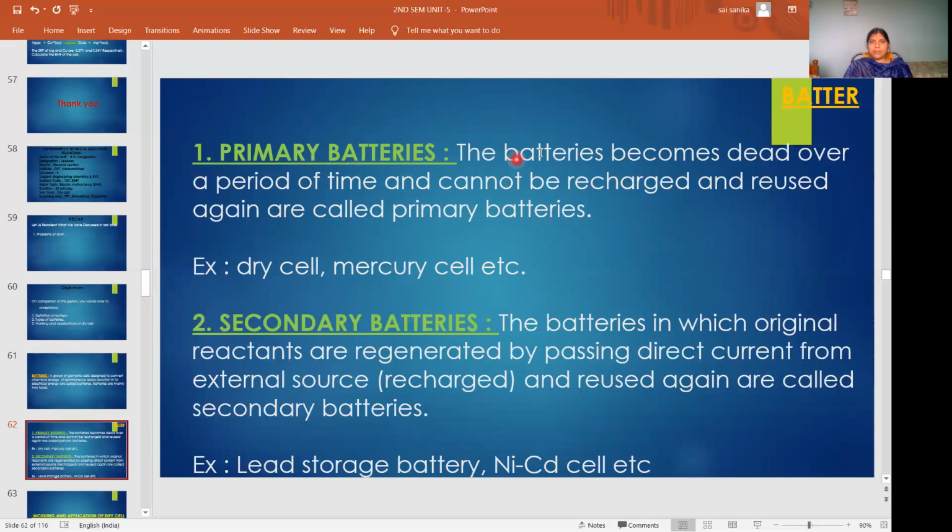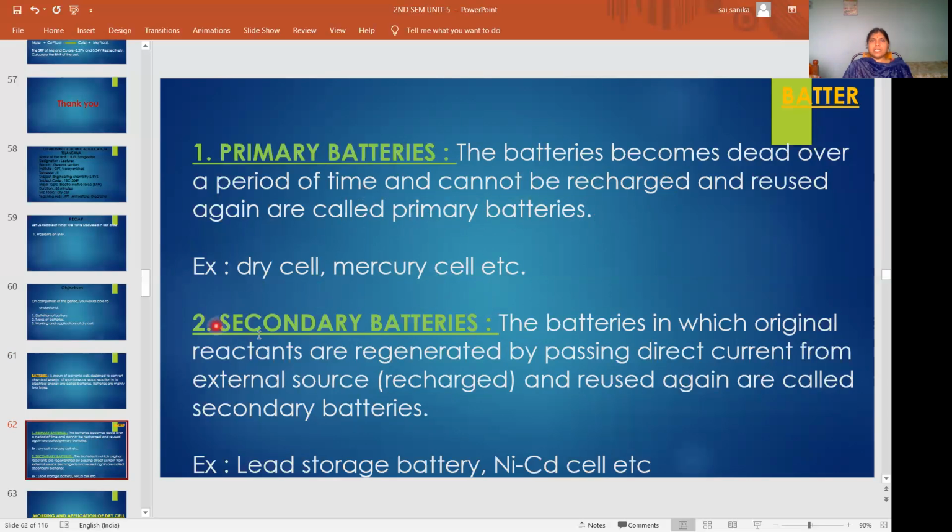So the batteries become dead over a period of time. For some period of time you can use them, after that they become dead and cannot be recharged and reused. That type of batteries are called primary batteries. Examples for primary batteries: dry cell, mercury cell. Non-rechargeable batteries, you can't recharge those batteries, are called primary batteries.